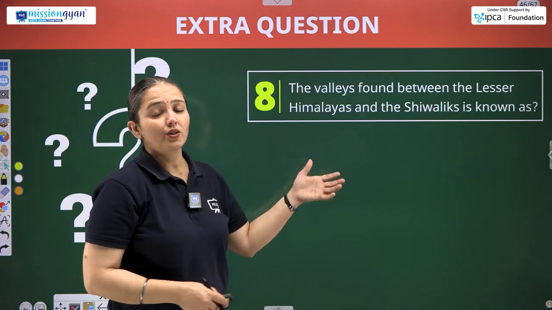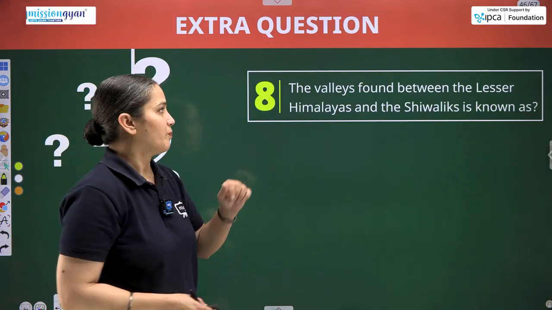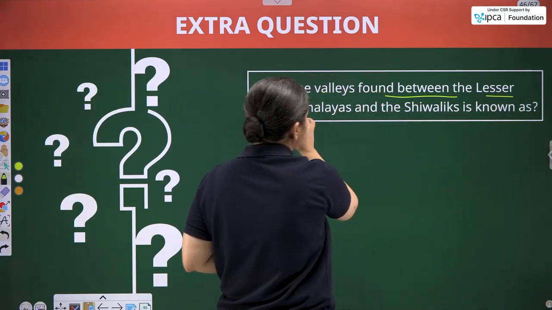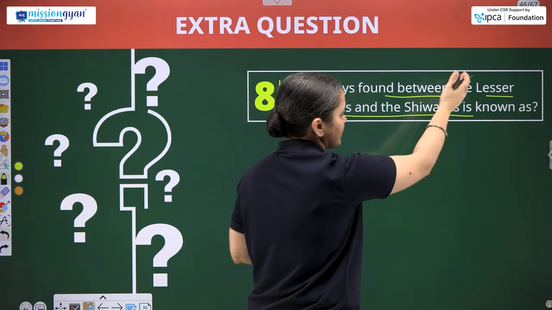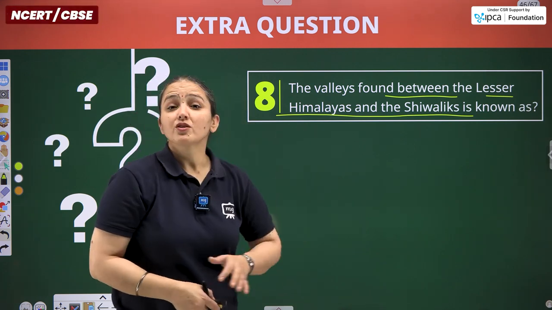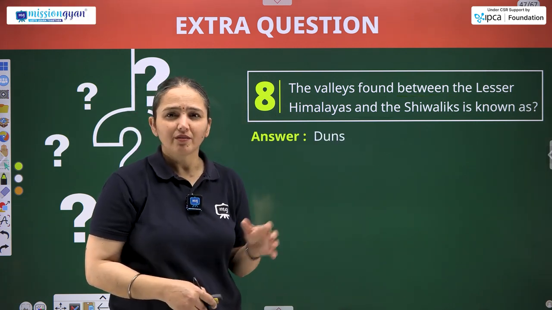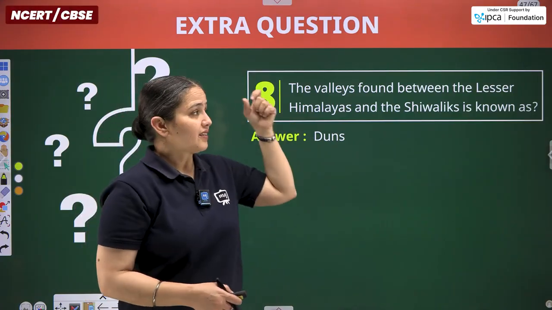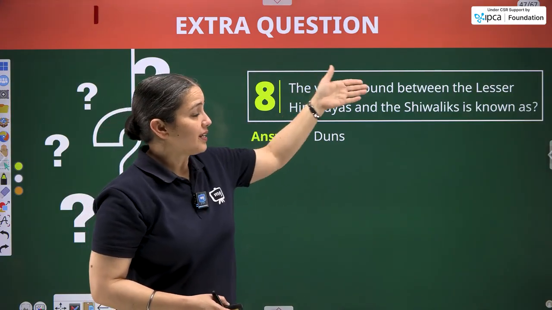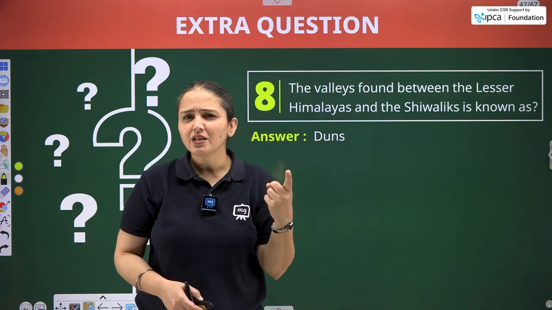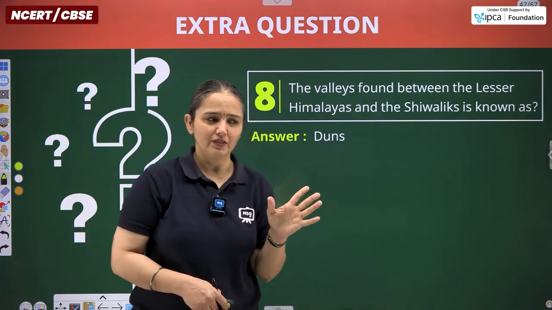So here is one word question number 1. The valleys found between the lesser Himalayas and the Shivaliks, lesser and outer Himalayas, we have to give the name of that valley. What's the name of that valley? We have already enlisted them. They are the duns, the valleys that lie between the lesser and the greater one. Prominently 3: Kashmir, Kullu, Kangra, likewise.